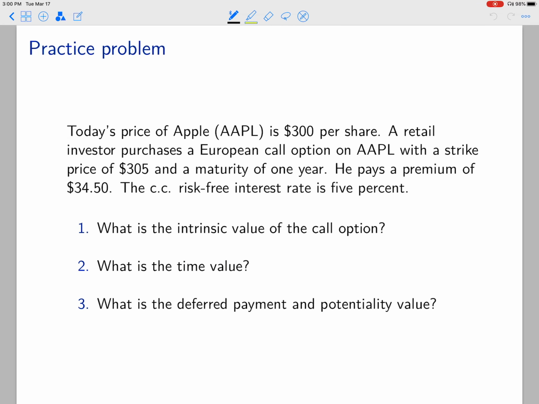We'll see this in this practice problem. I'll give you about a minute to read it, and then we'll work through it.